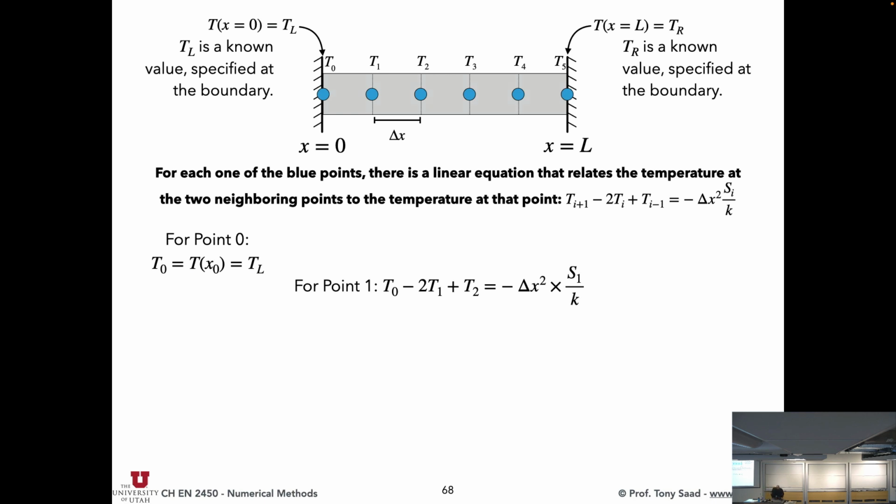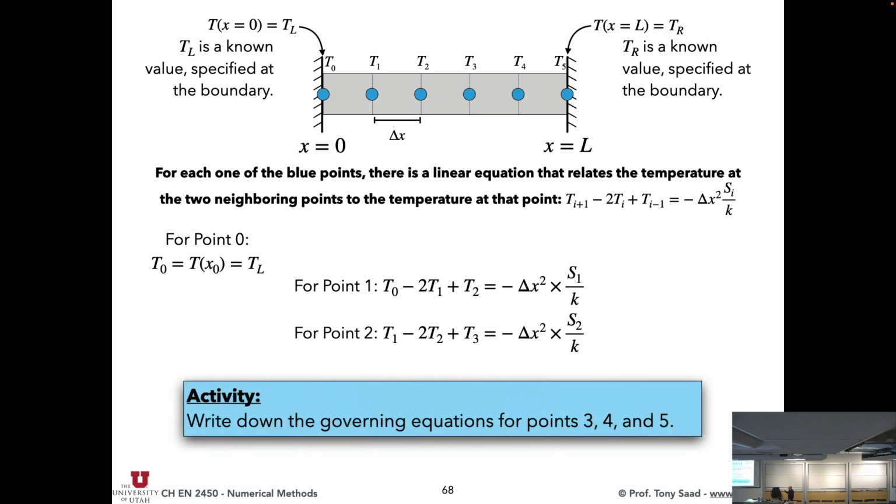All right. Let's go with point 2. Again, i is equal to 2. So you get T1 minus 2 T2 plus T3 equals minus delta x squared times S2 over k. Now go ahead and do the remaining ones, point 3, point 4, and point 5. Work as a group, please.